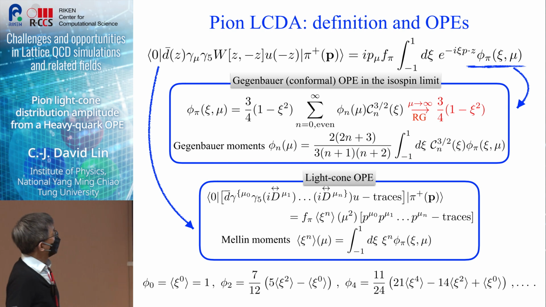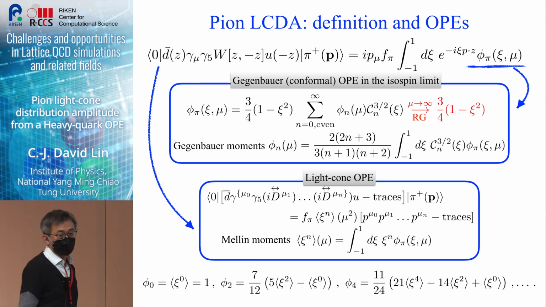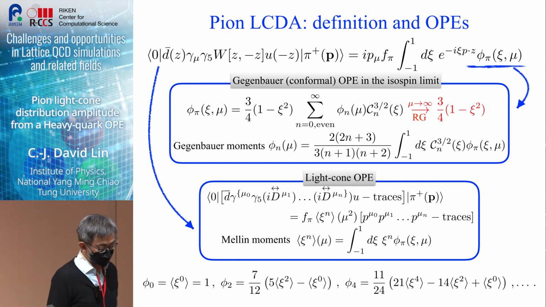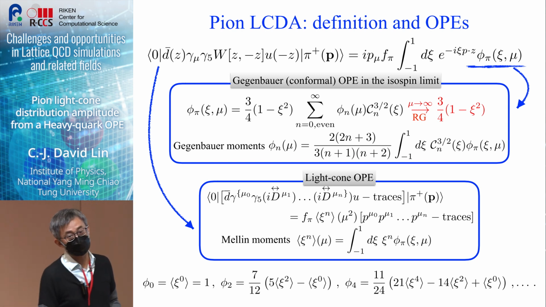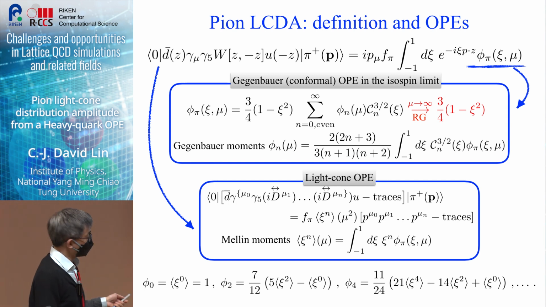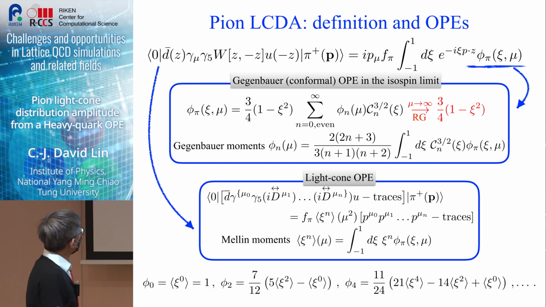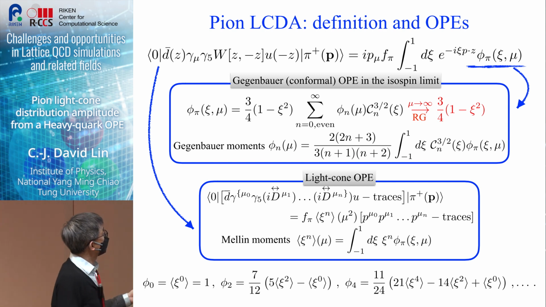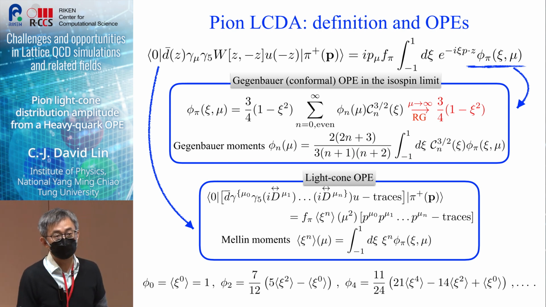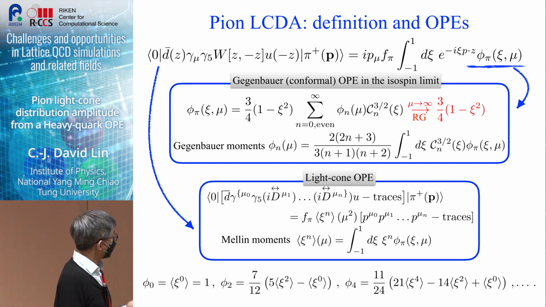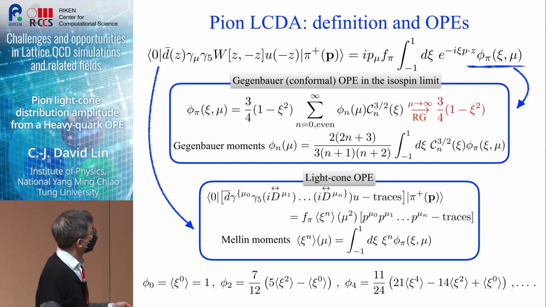Okay? And you can show that in the UV regime, QCD actually possesses an approximate conformal symmetry, and if you use that symmetry to guide an OPE, you can actually write this light-cone distribution amplitude in this form, where this C sub n 3/2 are just a bunch of Gegenbauer polynomials. They actually emerge naturally from the OPE.